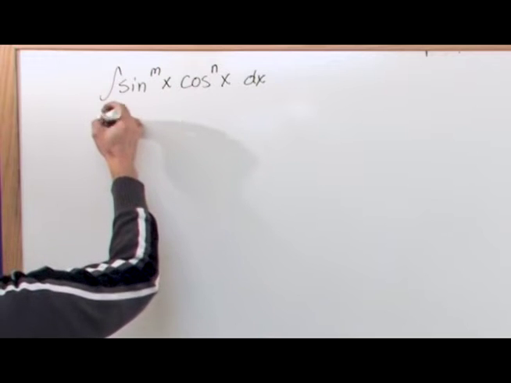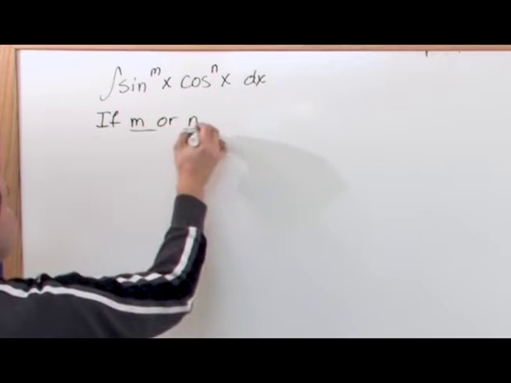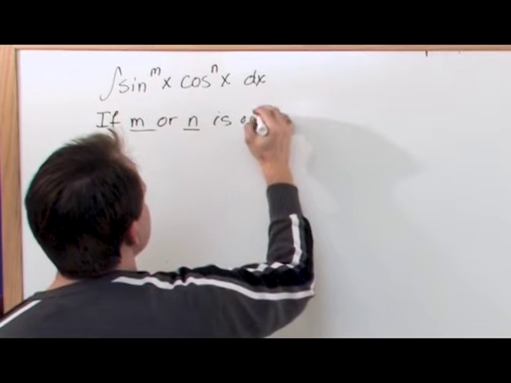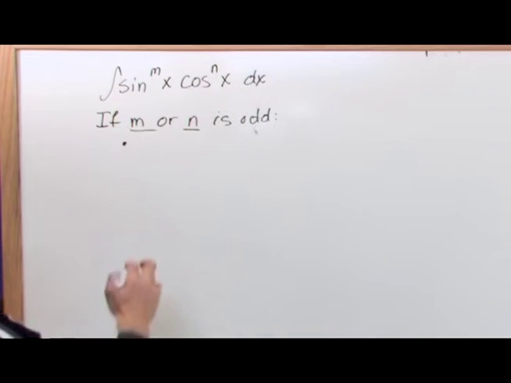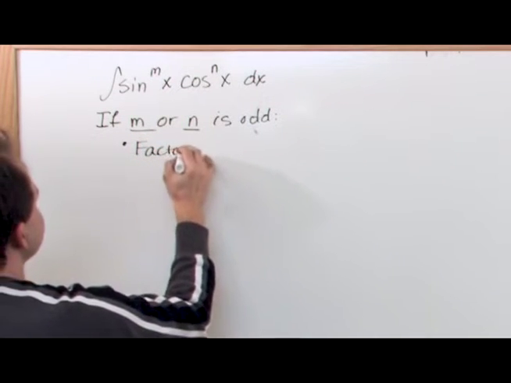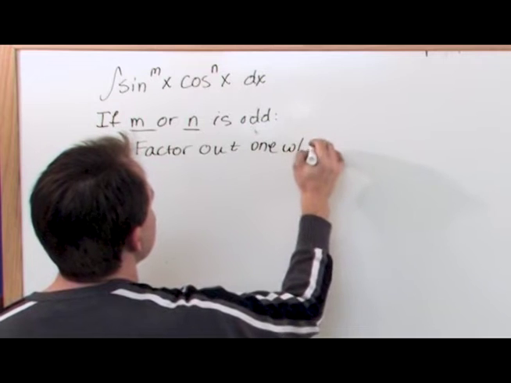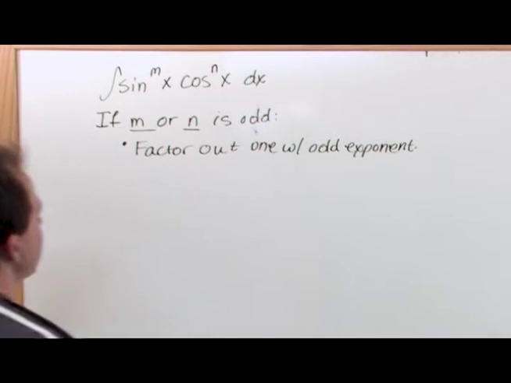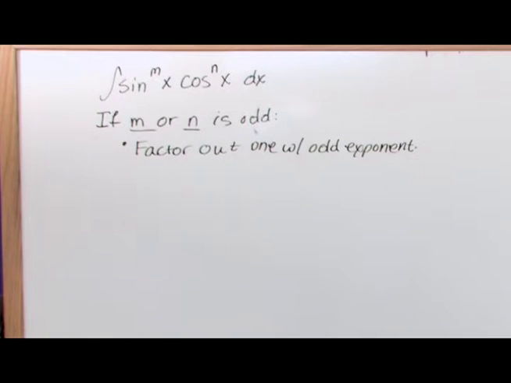So what you say is, in general, if m or n, which are these exponents here, are odd, then here's what you're in general going to do. This is just an in general kind of thing. You're going to factor out the one with the odd exponent. Okay, we're going to get problems to show you what I mean by that. So if this guy's odd, if this is sine cubed, he's odd, so you'll factor out one of the sines, leaving sine squared. You'll factor the one that's odd out.